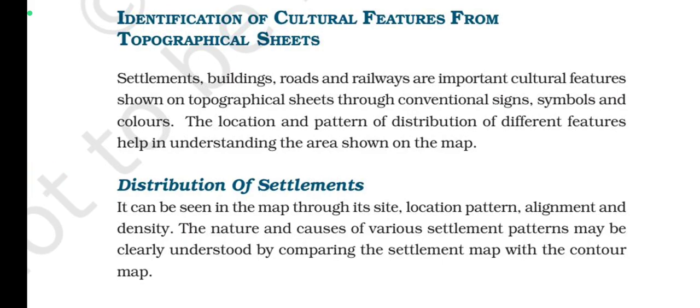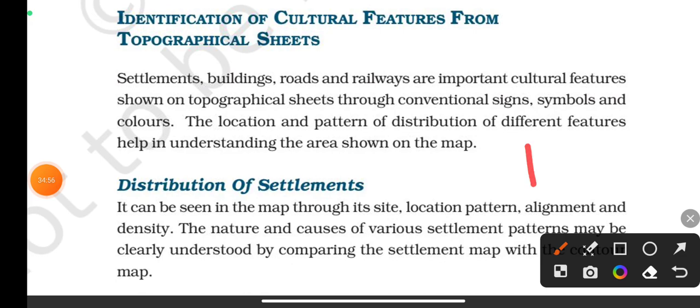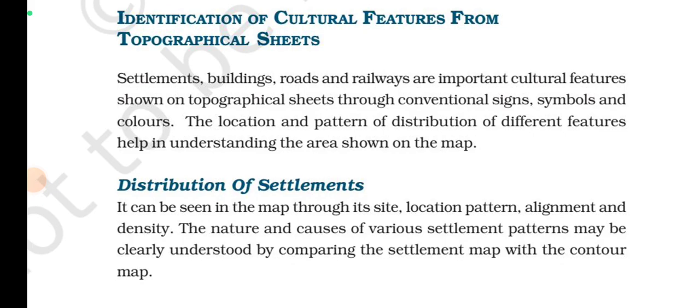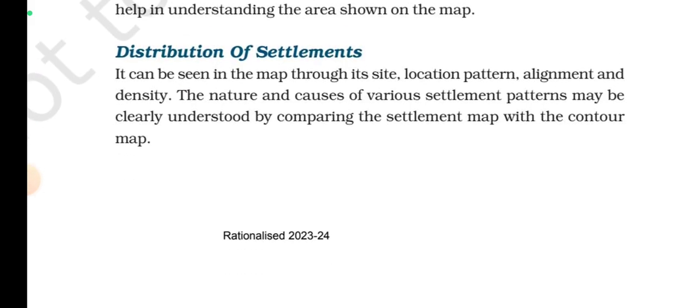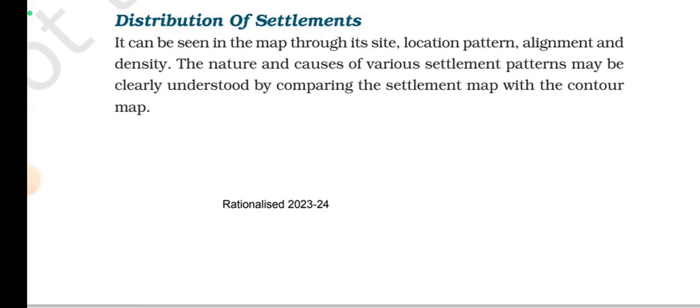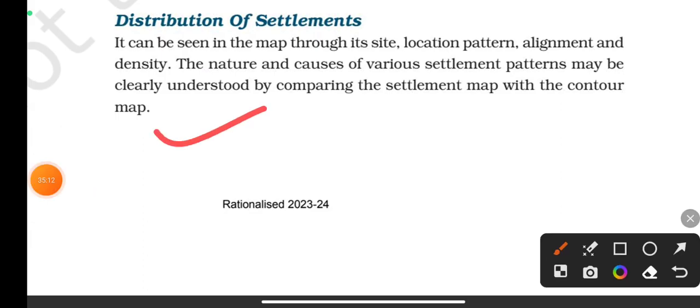Now identification of cultural features from topographical sheets. So we know that topographical features are not just about the physical features, but there are man-made features also. So settlements, buildings, roads and railways are important cultural features shown on topographical sheets through conventional signs, symbols and colors. The location and pattern of distribution of different features help in understanding the area shown on the map. Now distribution of settlement. First thing we note is the settlement. It can be seen in the map through its site, location, pattern, alignment and density. The nature and causes of various settlement patterns may be clearly understood by comparing the settlement map with the contour map.